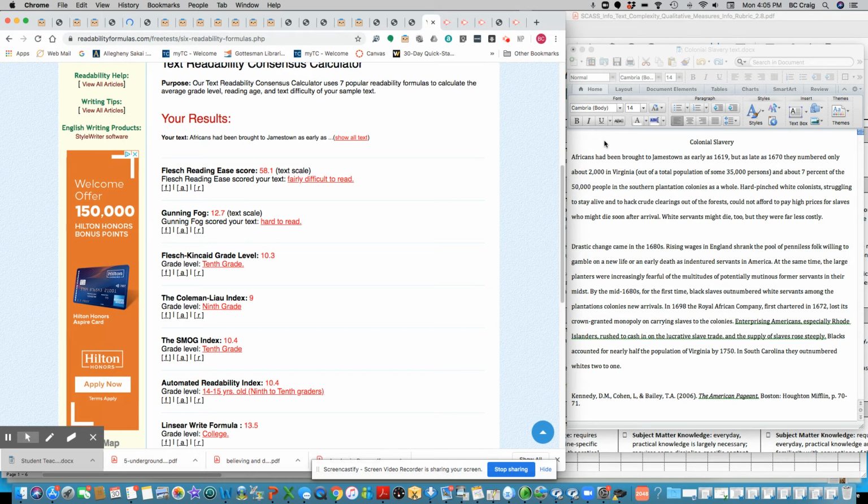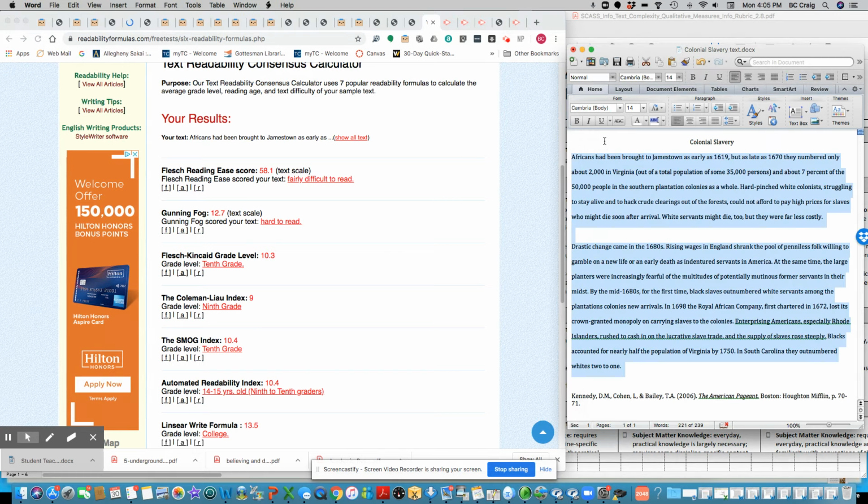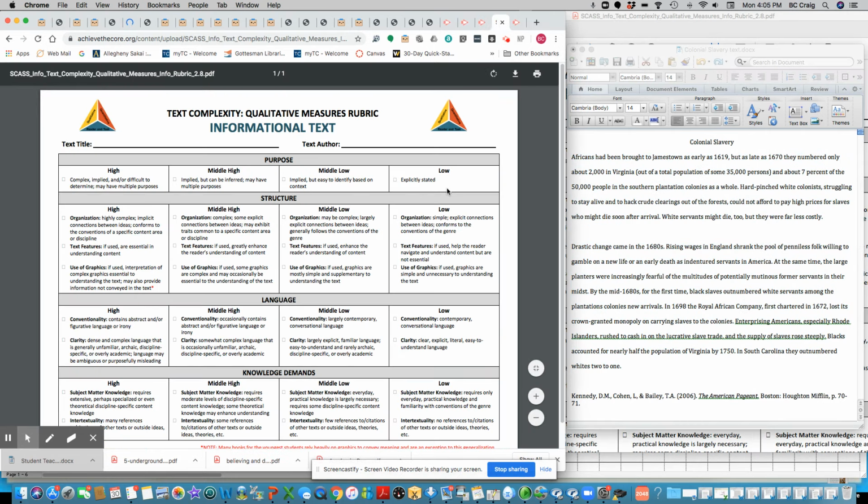But I want to suggest that there's actually some more important things that we could be looking at to see what makes a reading difficult for students. So instead, if we look at this rubric, which was created to look at text complexity for informational text, you'll see that there are other features that we can look at besides vocabulary and things like that. This one has four specific elements that can be important in terms of thinking about what makes a document challenging.